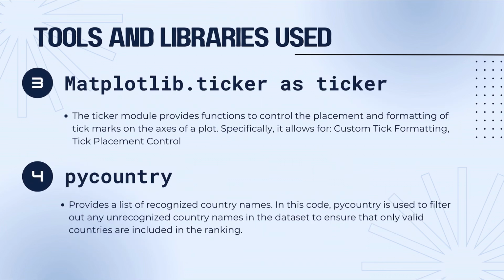The third library is matplotlib ticker. So the ticker module provides functions to control the placement and formatting of tick marks on the axis of a plot. Specifically, it allows for custom tick formatting and tick placement control. And the last library we use is PyCountry. Basically, it provides a list of recognized country names. In this code, PyCountry is used to filter out any unrecognized country names in the dataset to ensure that only valid countries are included in the ranking.